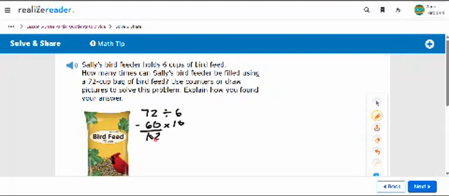But since there's still some amount left over, we can multiply by 2 now. We're still talking about the 6, by the way. And so now we can remove that 12. And now there are no parts left over. There are no remainders. So now I'm going to combine these two partial quotients because I had 10 groups of 6 and 2 more groups of 6. So now I have 12 groups of 6, and that is our whole quotient. These were our partial quotients.